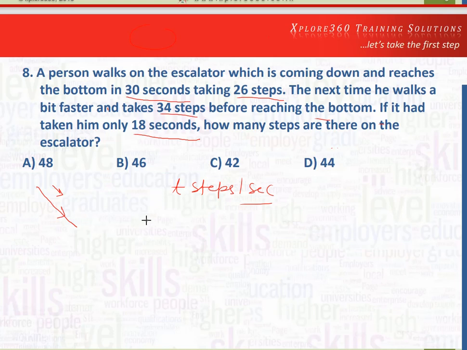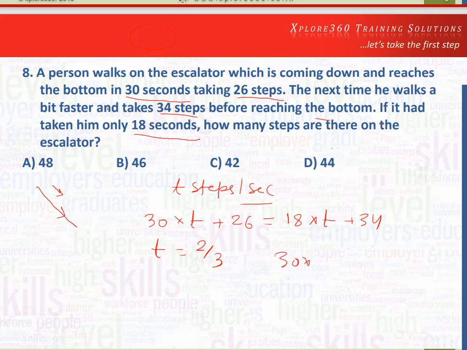Now I am going to find out straight away how many steps there are on the escalator. The person and escalator both move for 30 seconds. In 30 seconds, how many steps did it move? 30 into t plus 26 steps, which were taken by that person. He also walks on it. So this is the total number of steps. That equals 18 into t, 18 seconds the next time, plus 34 steps. When you solve this equation, you will get t equals 2 by 3. Now put t equals 2 by 3 here or here, and you will get the total number of steps on the escalator.